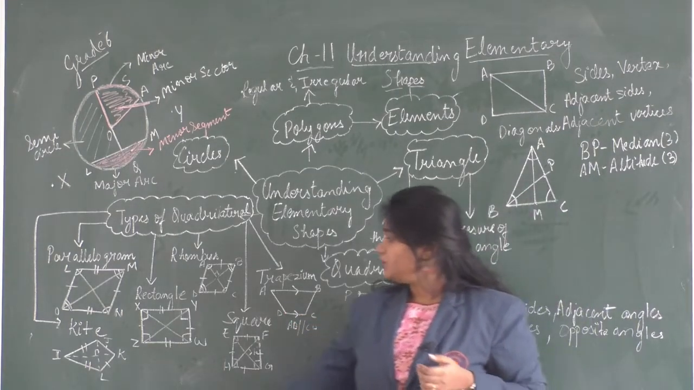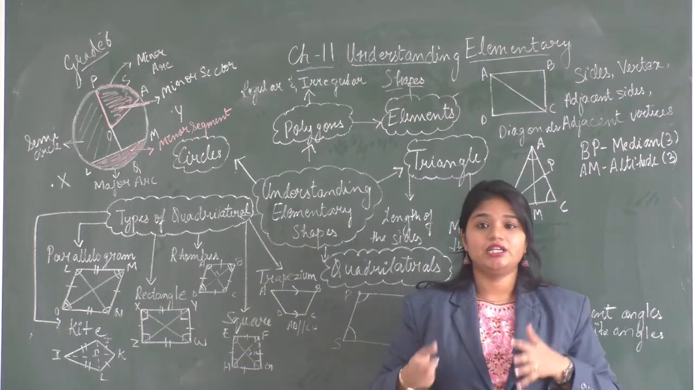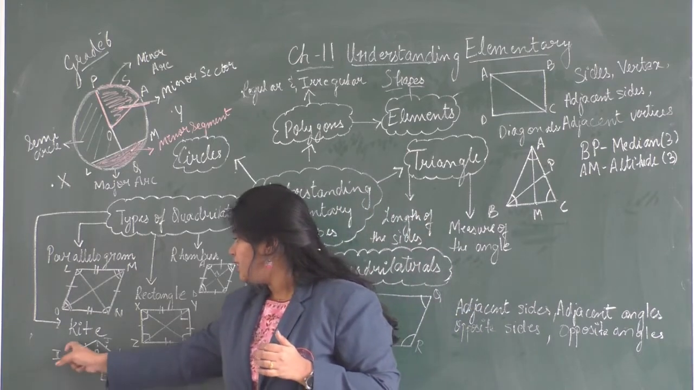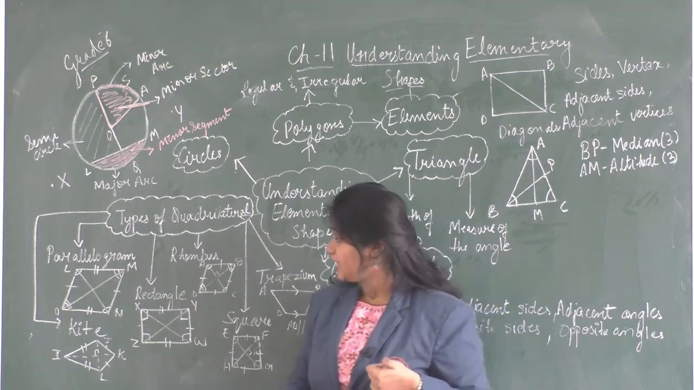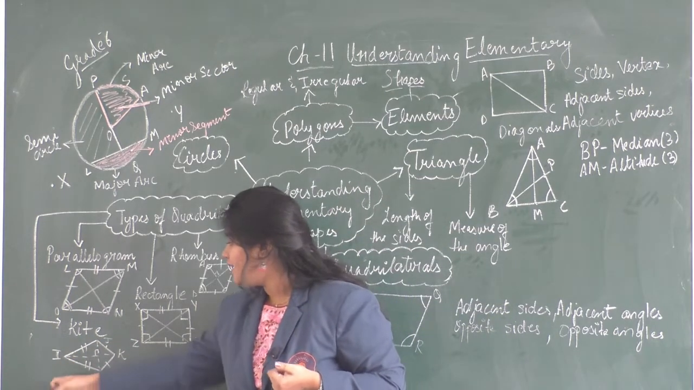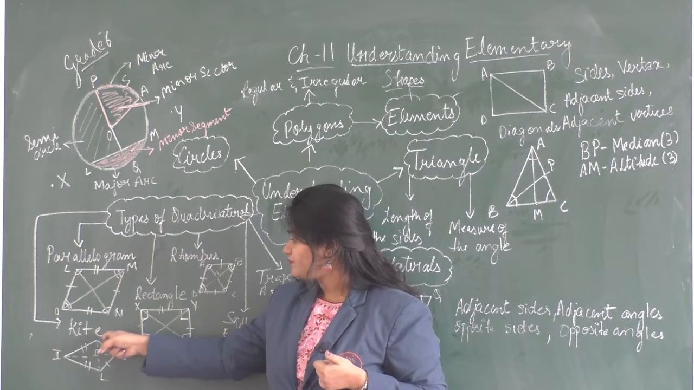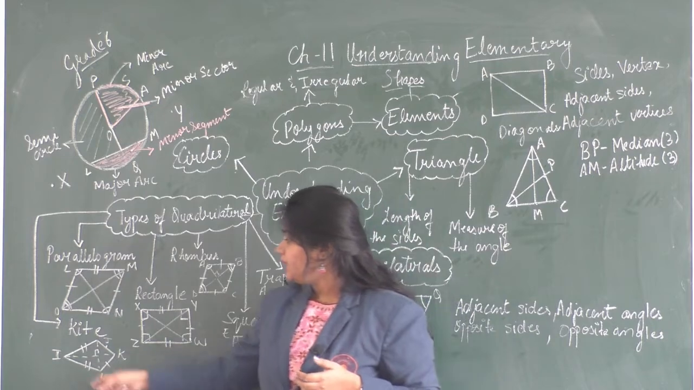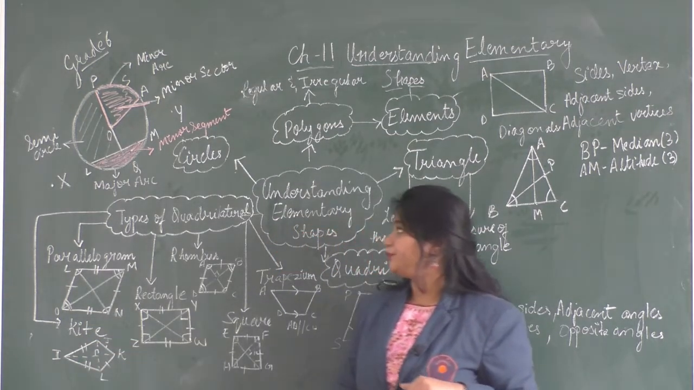Last we learned about kite. Now in a kite the adjacent sides are equal to each other. So here we have a kite EKLI. So here the adjacent sides IE and IL are equal to each other, and JK and KL are equal to each other. The diagonals of a kite bisect each other at a 90 degree angle.